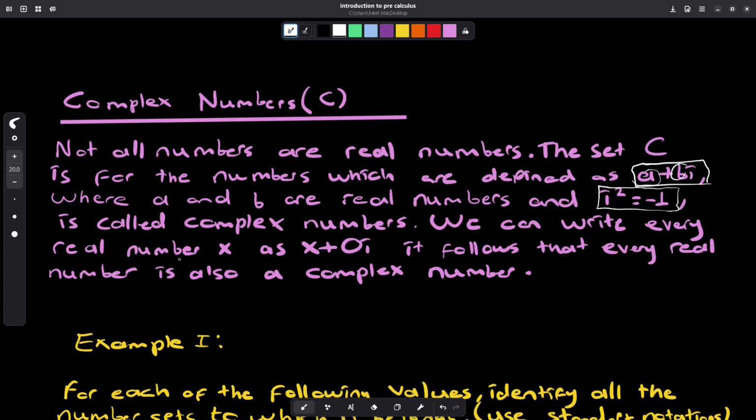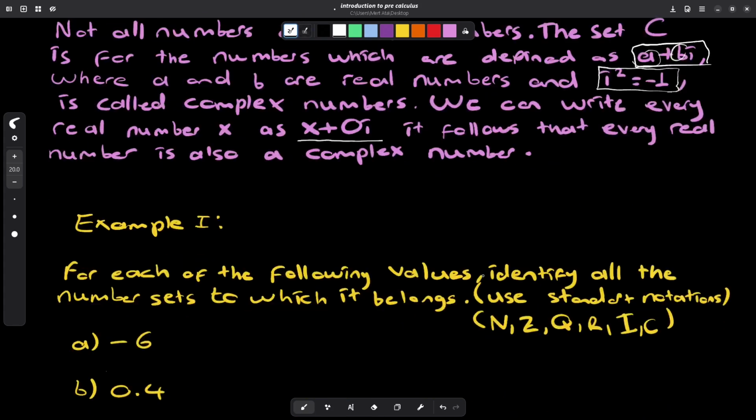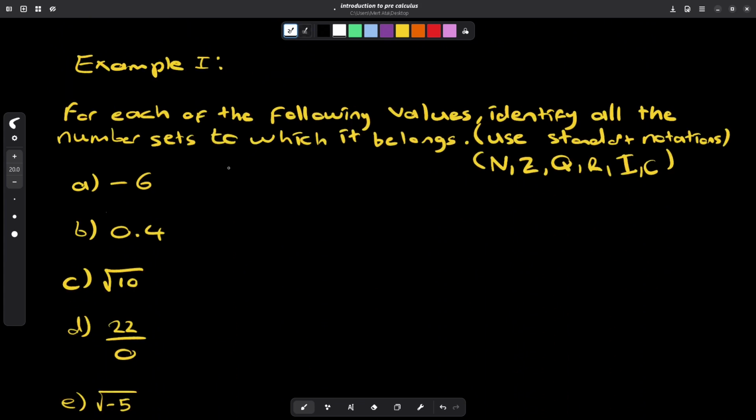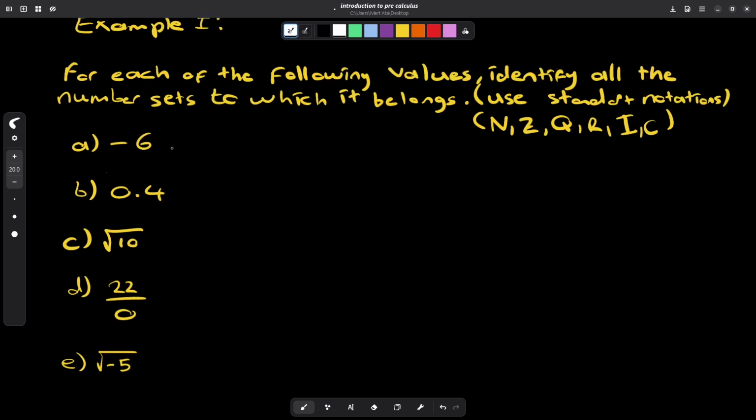We can write every real number x as a complex number because of the form x plus 0 multiplied with i is equal to x, so it can be written in this form. It follows that every real number is also a complex number. We have a really simple example. For each of the following values, identify all the number sets to which it belongs. Use the standard notations. You can pause the video and try to figure it out by yourself.